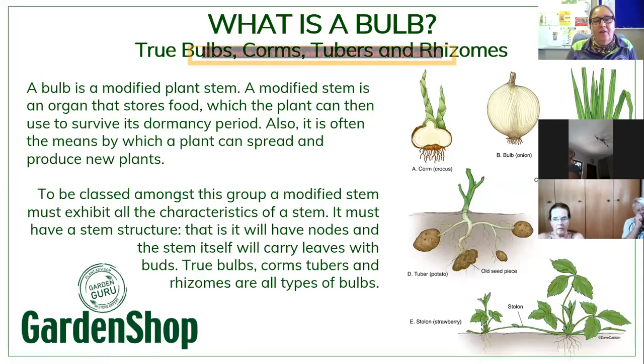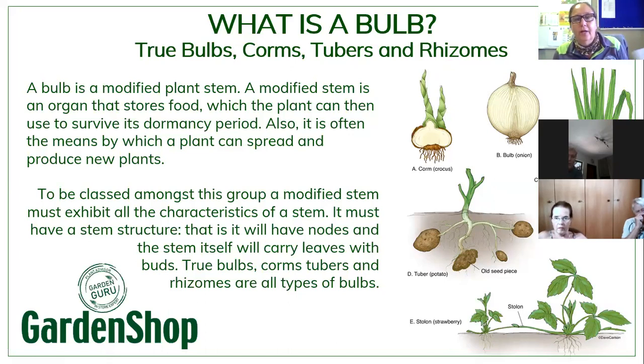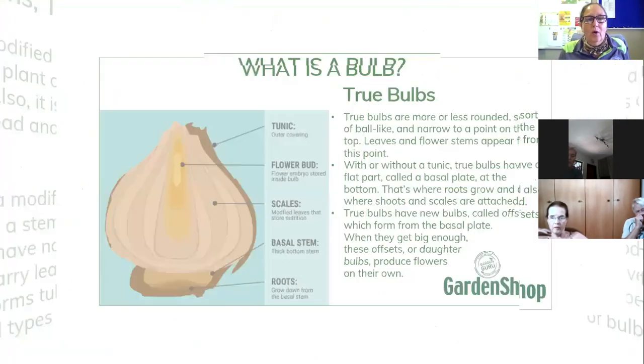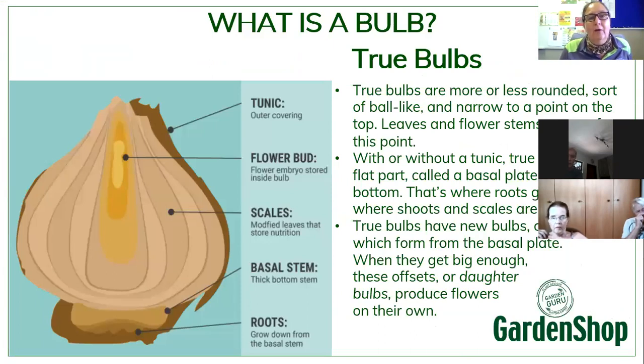Now, we can divide bulbs into a few different types, and the first one is a true bulb. Then we also get corms and tubers and rhizomes. So we're quickly going to have a look at what those differences are. Now, a true bulb is what we know if you think of an onion, for instance. It's more or less rounded, ball-like, and it usually has a narrow bit at the top, and that's where the leaves would come out from.